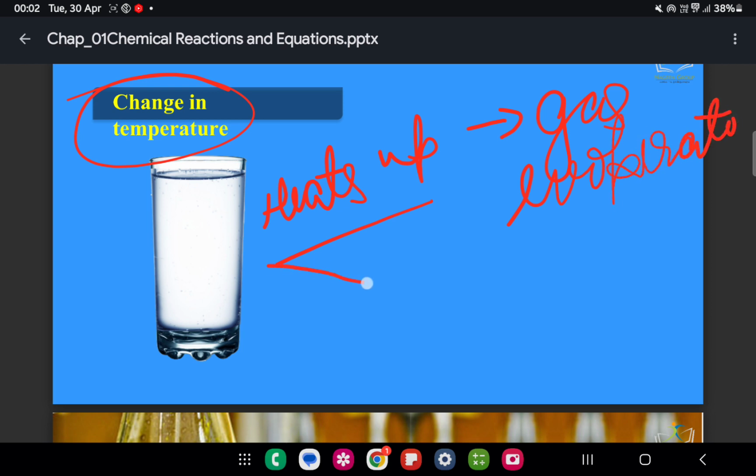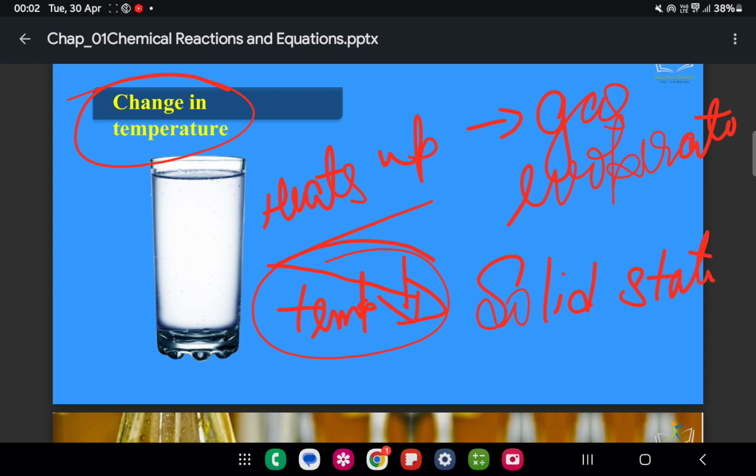But when we bring the temperature down, if we make the temperature go down, we will get into the solid state, as an ice cube. These things we can see in the change in temperature, and some of the other chemicals also will show changes in temperature with their reactants.